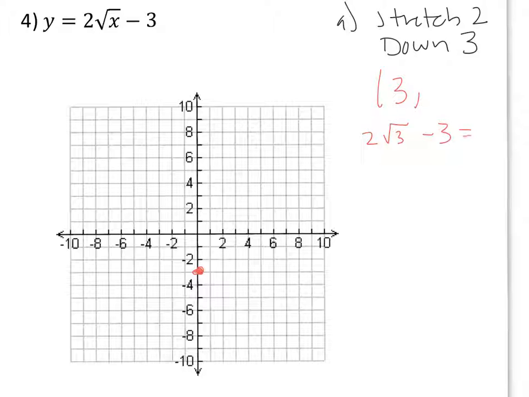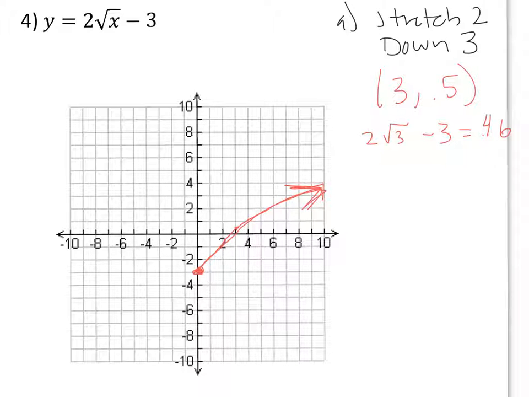I get that this is equal to 0.46. I'm going to just say 0.5. So I'm going to graph that at positive 3, 0.5. So about right there. So this is what my graph looks like. Again, kind of follow it up and it should be some sort of a curve.